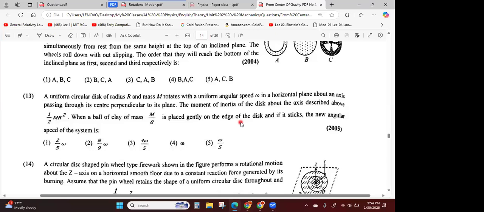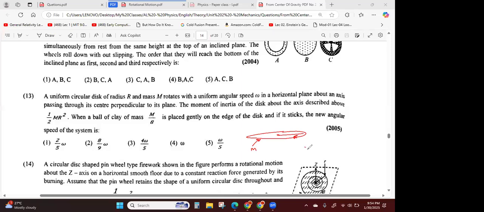Now, when they say gently, it means that no external force is applied when placing this mass. So we can see here the disk rotates. Its mass is M, radius is R. Initially it rotates with omega.